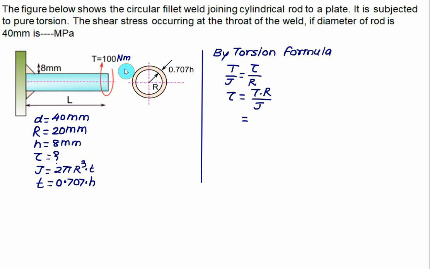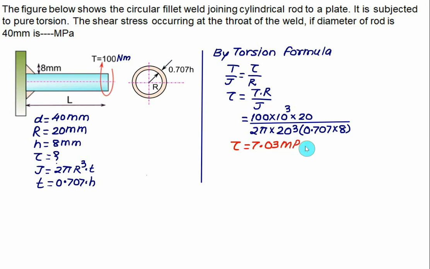Torque applied is 100 Newton meter, we have to use in Newton mm, which is 100 into 10 to the power 3. Radius R is 20, divided by 2 pi R cube, where R is 20, that is 20 cube. Throat thickness we can replace as 0.707 multiplied by the leg size equal to 8. So in this case the shear stress produced is close to 7.03 megapascal.